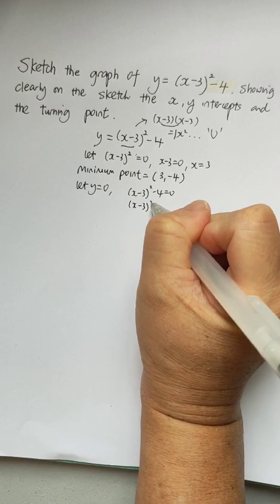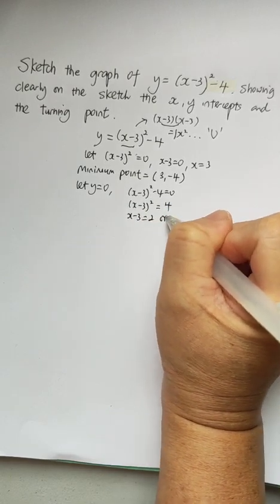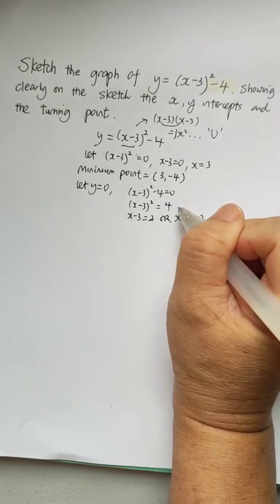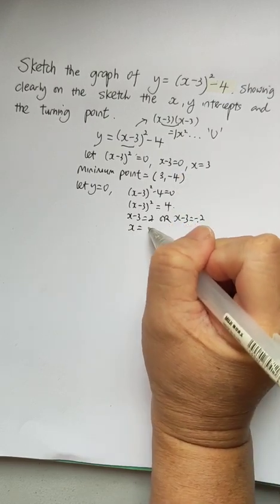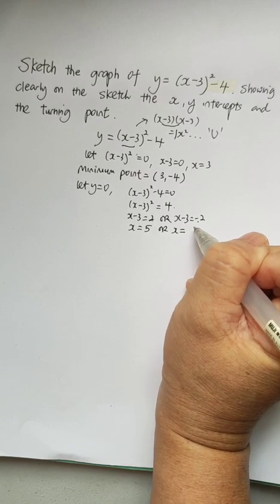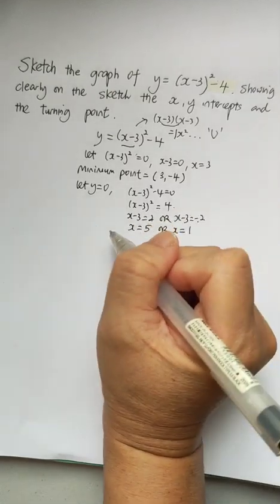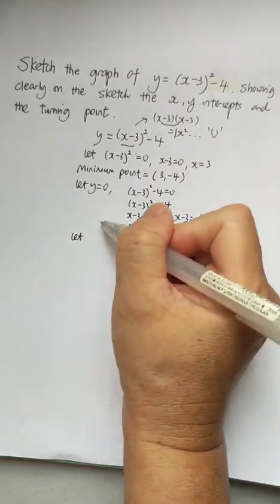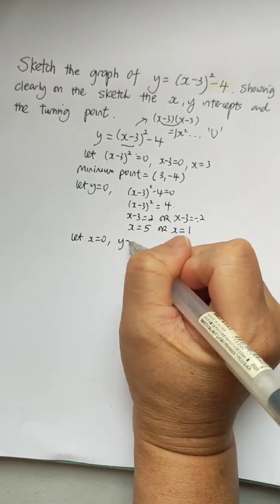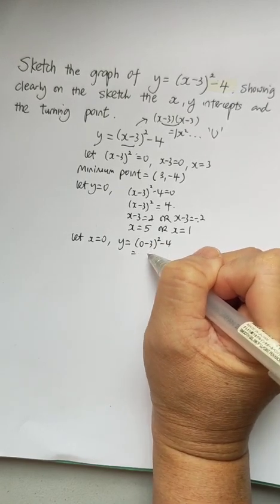So from here, you can just do it this way, plus 4 on both sides. So x minus 3 can be positive 2, or x minus 3 can be negative 2, because 2 times 2 gives you 4, and negative 2 times negative 2 also gives you 4. Here, the first x-intercept is 5, or negative 2 plus 3, that gives you 1. So these are the two x-intercepts. And then the next thing we need to find is your y-intercept. That's when you let x equal 0.